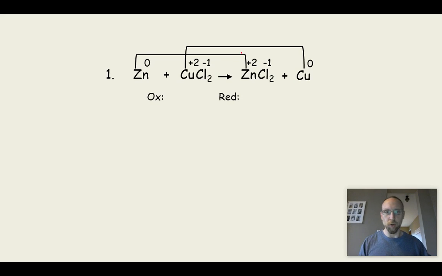So those 2 changed. Chlorine didn't change. So chlorine we would call our spectator ion, right? It's not involved in the movement of electrons. It's just hanging out and watching the show. So next up, who lost and who gained?